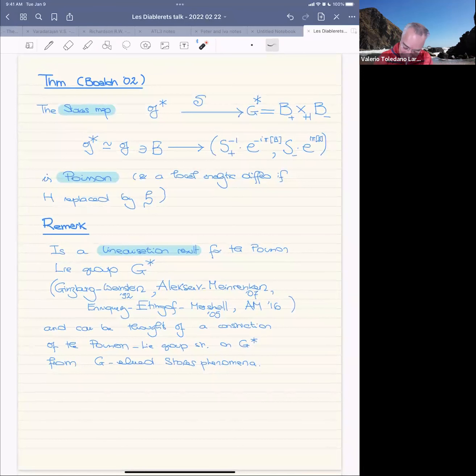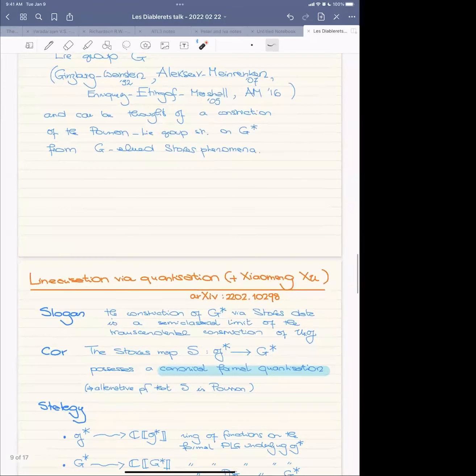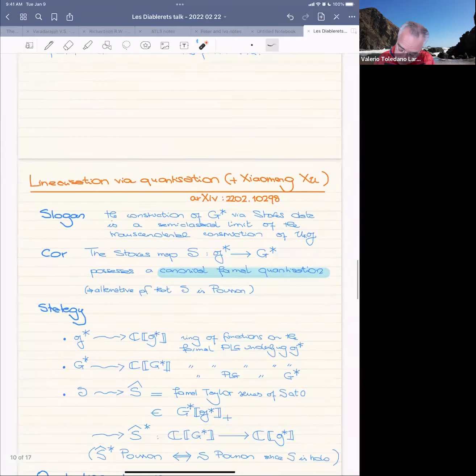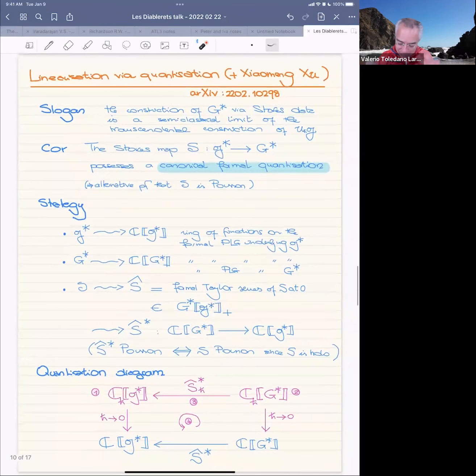No? Okay. All right. So now I want to tell you about my work with Xiaomeng. So everything I'm going to say from now on is joint with Xiaomeng. And so the slogan that I want to explain is that this construction of G star is, in a precise sense, a semi-classical limit of the transcendental construction of the quantum group that I explained.